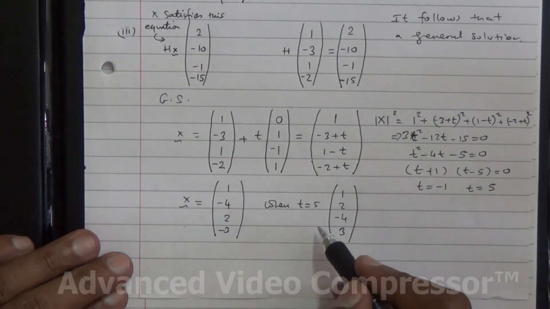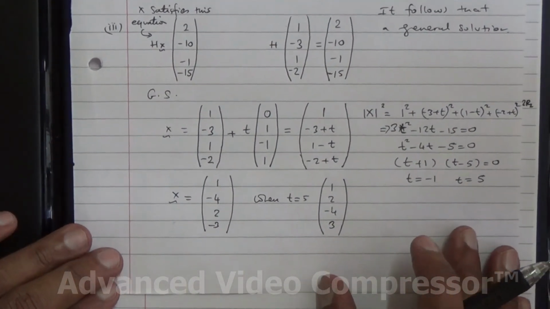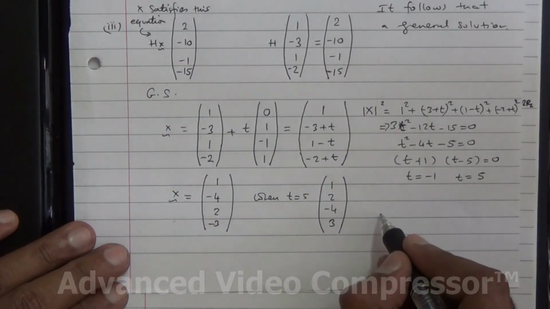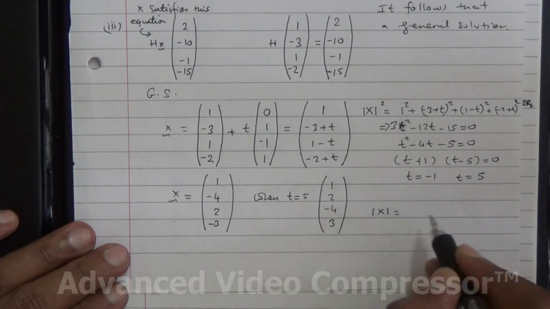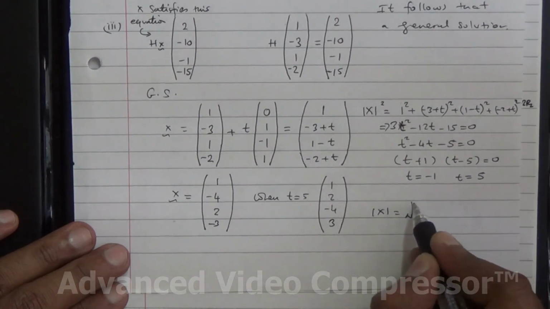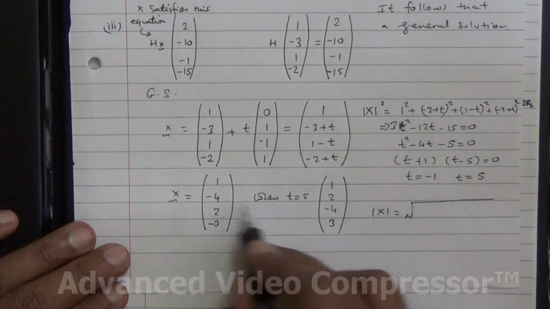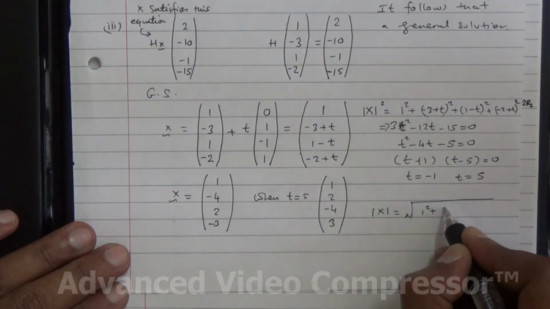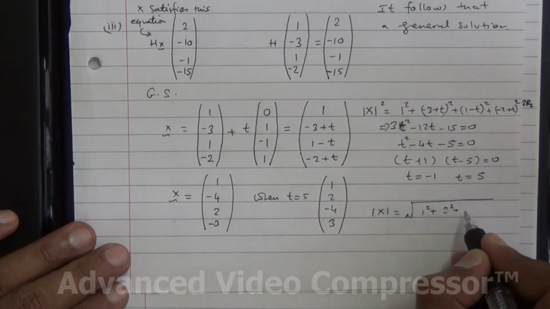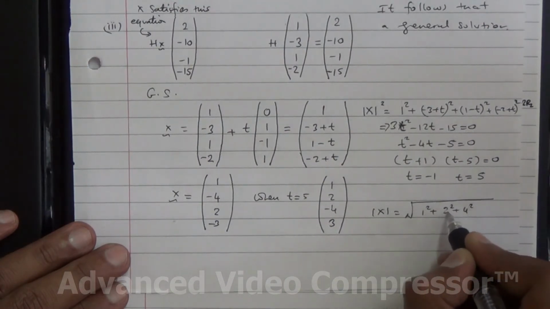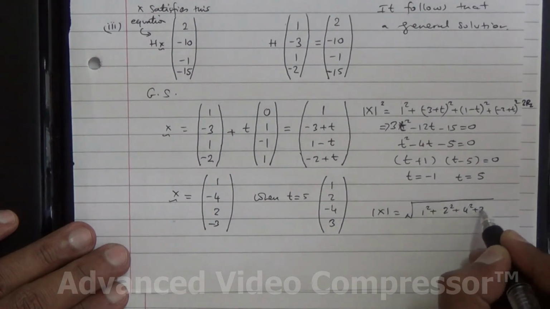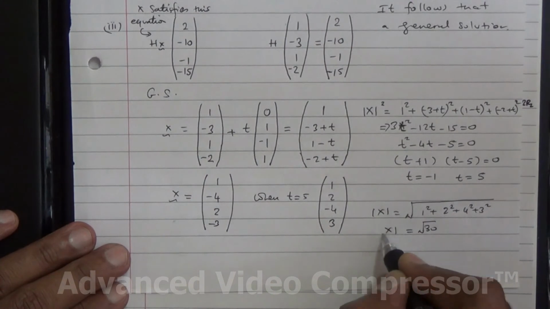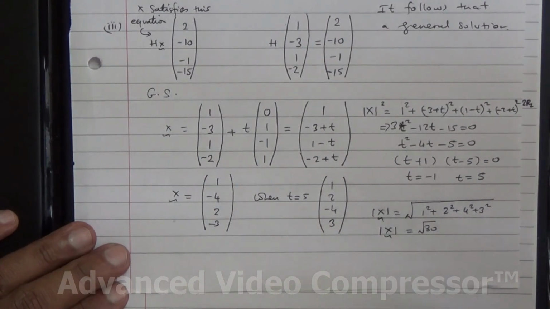If you take any of these vectors and try to find their magnitude, that's what we're trying to find, the magnitude of the vector x. You're going to do the square root of these numbers. You take any of these vectors and you get the same: 1 squared plus 2 squared plus minus 4 squared, that's 4 squared anyway, plus 3 squared. That's going to give you the square root of 30. So that's the magnitude of x as required.